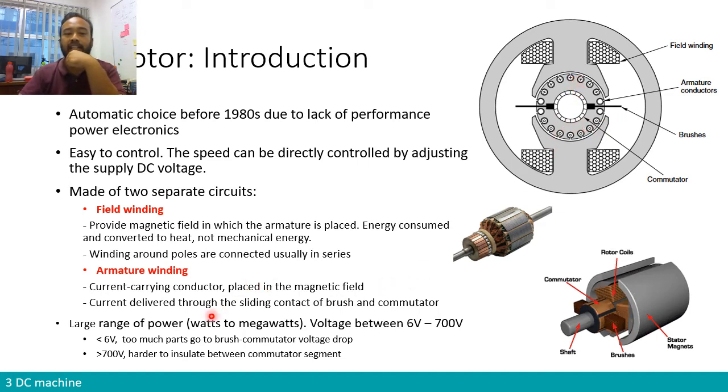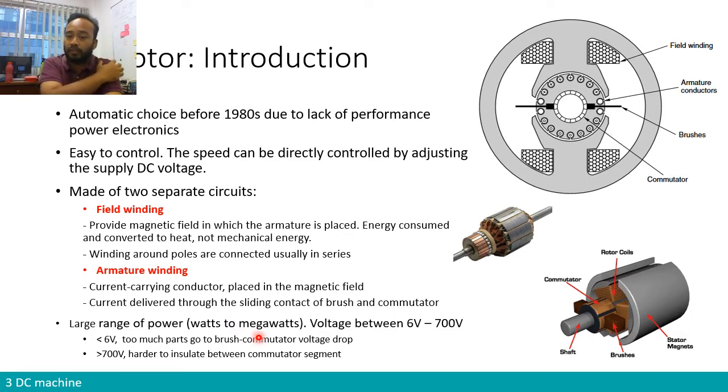So in general, a DC motor has a range of power which is quite large. It is not as large as an AC machine, of course, but the range is nonetheless large, especially if you go back to the previous years, around the 80s or before the 80s. We used DC machines for large machines. So the power range can vary from very small, a few watts, to a few megawatts.